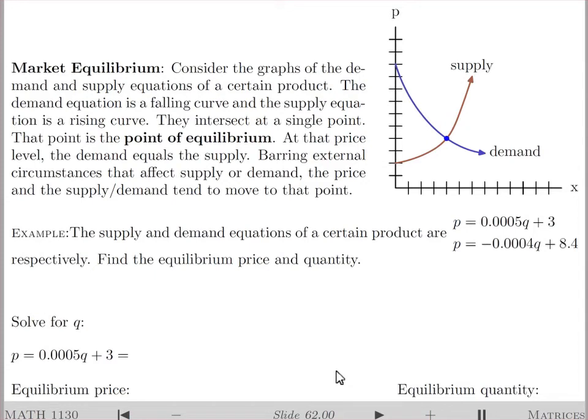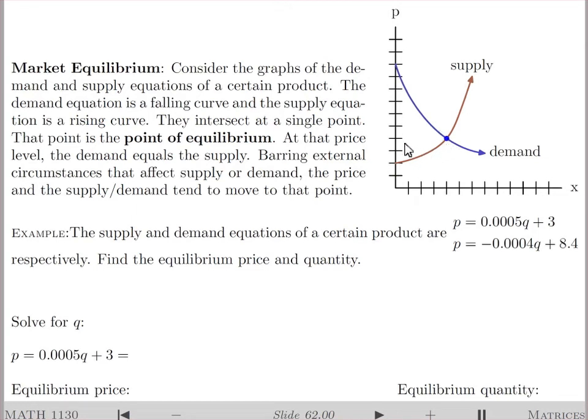This is the price level at which demand equals supply. It's called the point of equilibrium because barring external circumstances that affect supply or demand, the market tends to stay at that level. Suppose that there is some market fluctuation and the price increases slightly. So from market equilibrium, we are trying to increase the price, but as the price increases, supply increases, but demand decreases. So now supply is more than the demand, which means the price will start falling.